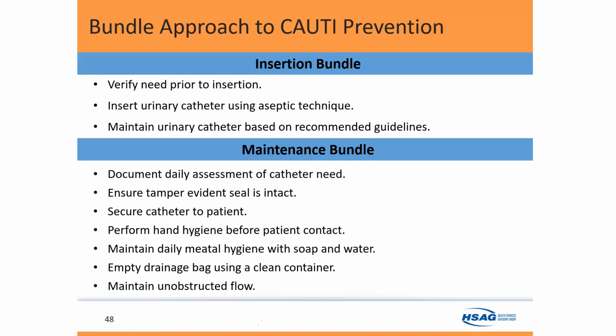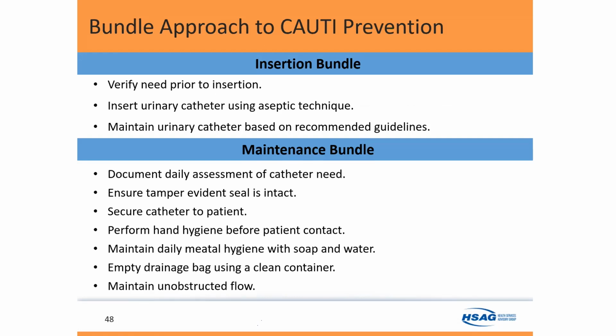Okay, so that's the bundle approach to CAUTI prevention. For the insertion bundle, first and foremost, verify the need prior to insertion. If they don't meet criteria, let's not place it. Then insert the urinary catheter using aseptic technique, so make sure the individual inserting the device has been trained and is competency-based, and then maintain that catheter based on the recommended guidance. If they no longer meet criteria, let's remove it.